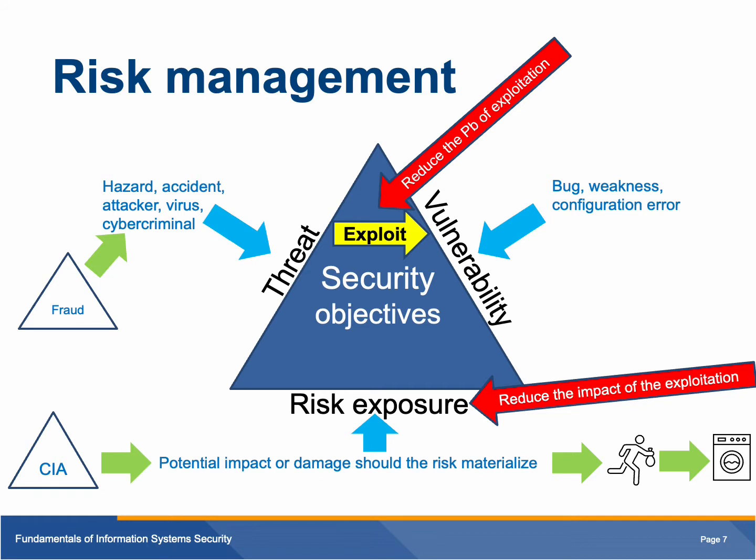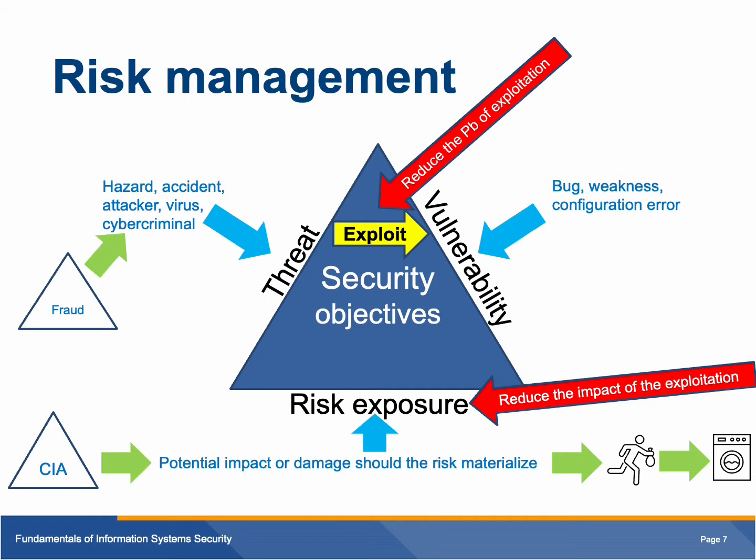What we're trying to do as an organization is to reduce the probability, and these are the red arrows here, to reduce the probability of the exploitation of the vulnerability. So that's one of the things that we can do. And then the other place where risk management is going to have an impact is by reducing the impact of the exploitation of the vulnerability by a threat. So those are really the two major areas where we're going to be working.